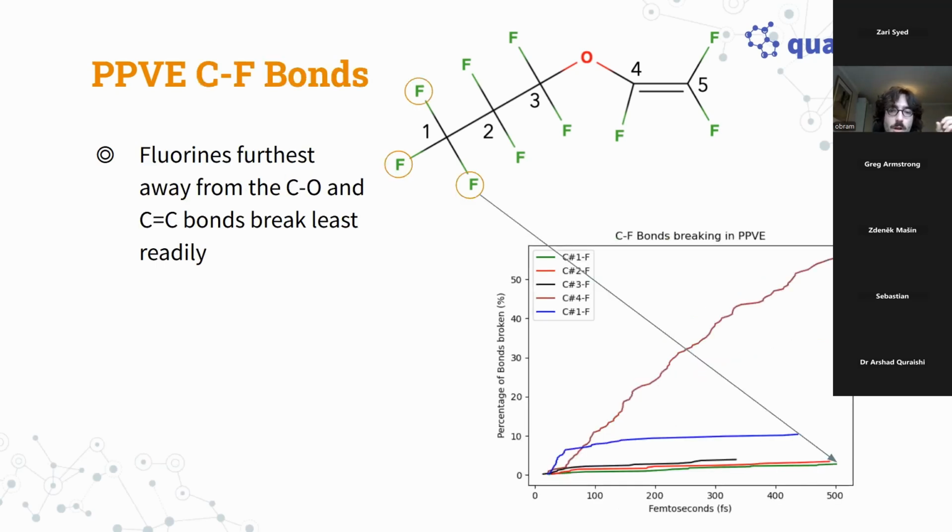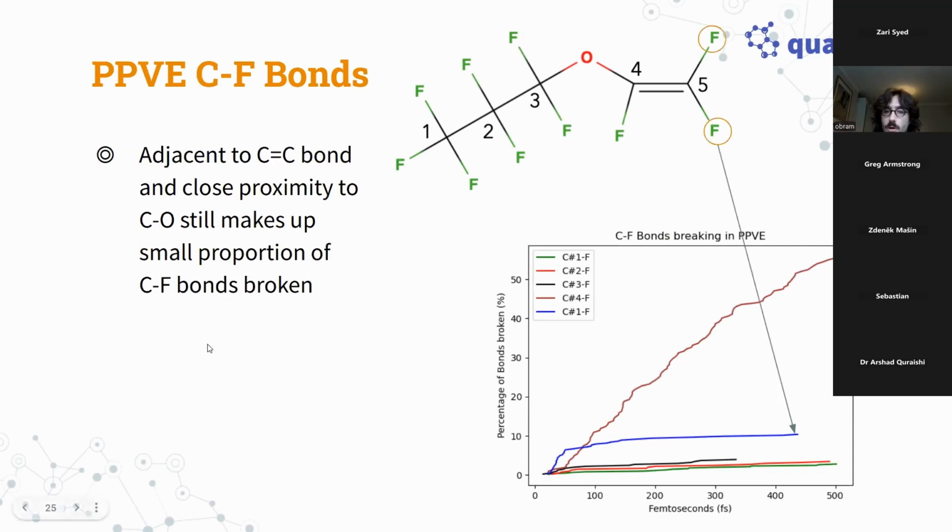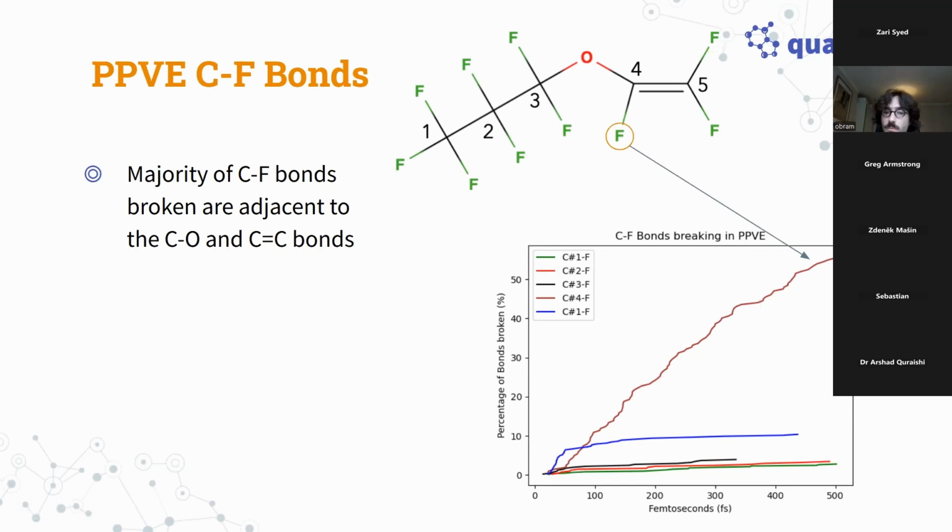But from this, we can look into the type of carbon-fluorine bond that is breaking. So the fluorine's furthest away from the carbon-oxygen bonds, and the carbon-carbon double bond break the least. And then as we move closer to those functional groups, we see the number of bonds broken increasing. Despite being very close, this terminal set of fluorines still break considerably smaller amount of the carbon-fluorine bond breaking, whereas this fluorine coming off makes up over 50% of the carbon-fluorine bonds we see broken.